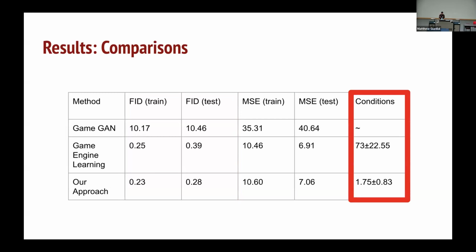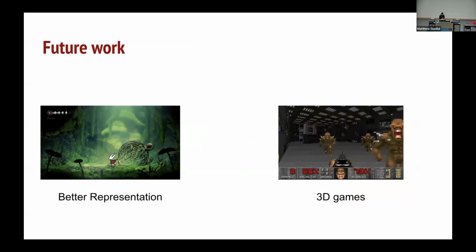In terms of conditions, you can see that our approach has fewer conditions than game engine learning. That's because game engine learning has a top-down approach, whereas we have a bottom-up approach. So the conditions that we're learning are more generalizable, which is a good thing.